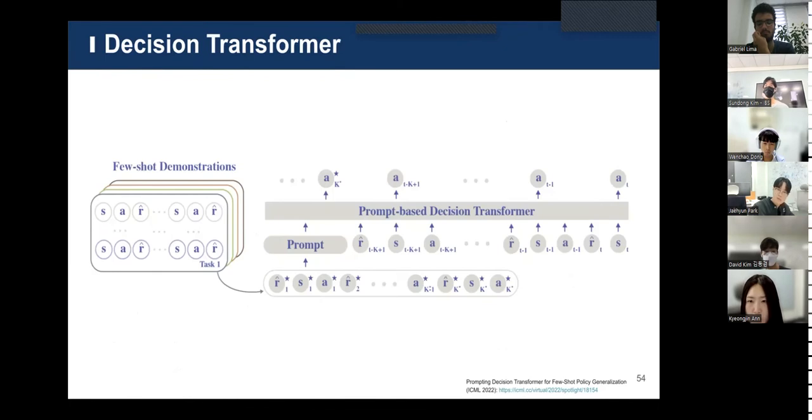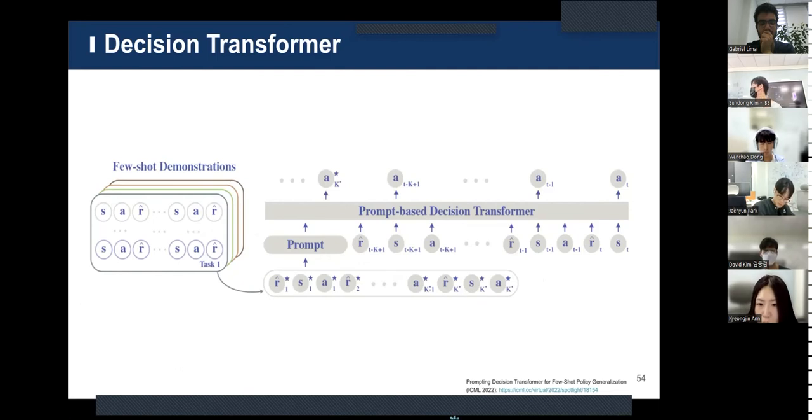Another way that we could also improve the decision transformer is by adding a prompt to it. So from our few shot examples, we could try to create a prompt trajectory that guides the decision transformer in its decision making. And this is presented in a paper from ICML this year called Prompting Decision Transformer with Few Shot Policy Generalization.